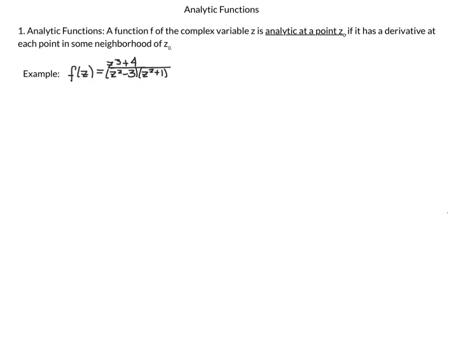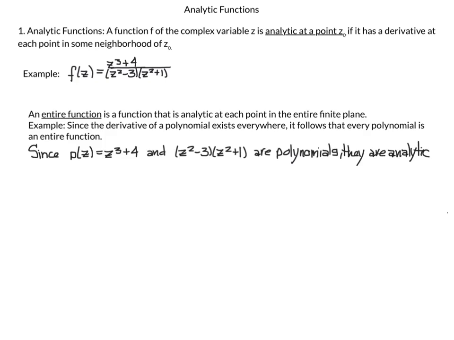Our first example is to consider the function f of z equals z cubed plus 4 divided by z squared minus 3 times z squared plus 1. And we want to determine if this function is analytic and where it is analytic. On our overview slide, when we were talking about entire functions, we used the example that the derivative of a polynomial exists everywhere. So it follows that a polynomial is an entire function. So here we have the top, the numerator, z cubed plus 4, that's a polynomial. And then the denominator, z squared minus 3 times z squared plus 1, is also a polynomial. So we know that these two polynomials are analytic.